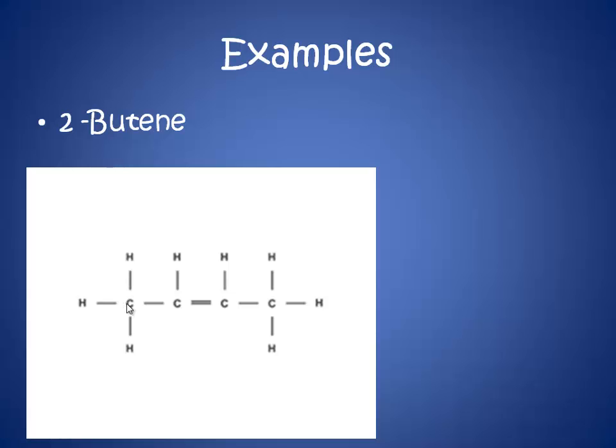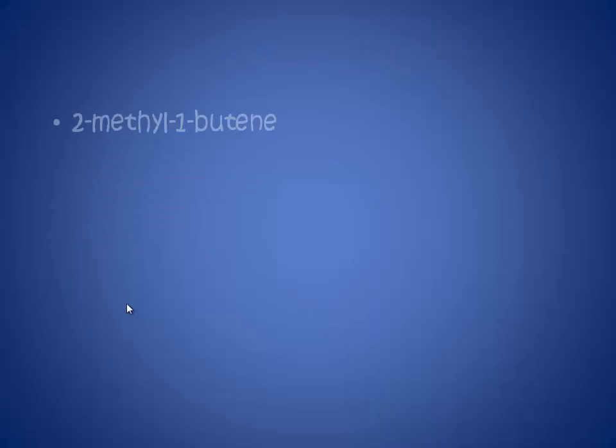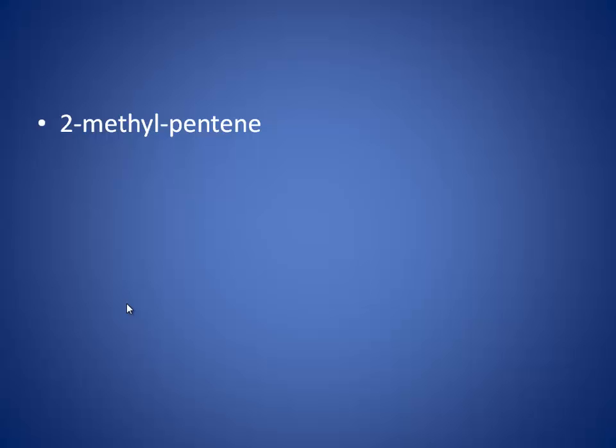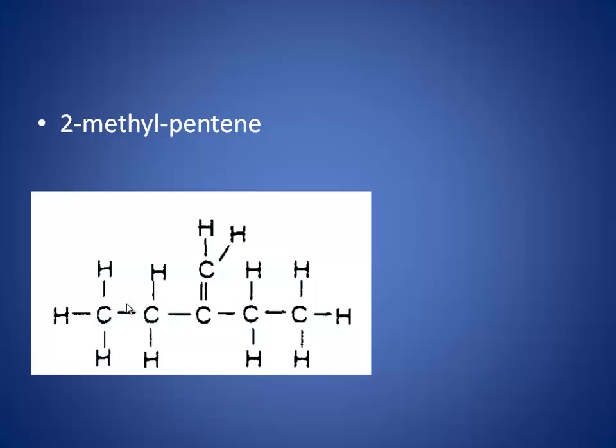Other example, 2-methyl-1-butene. First we must write the line of 4 carbons, then we have the 1 because it's the place in which we have the double bond, and in the carbon 2 we have a methyl. 2-ethylbutene. We have the carbons and then the ethyl.